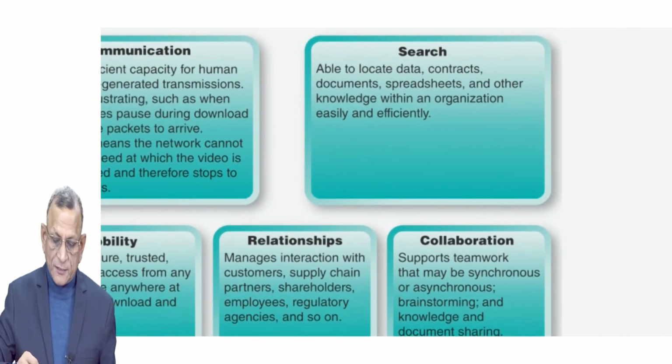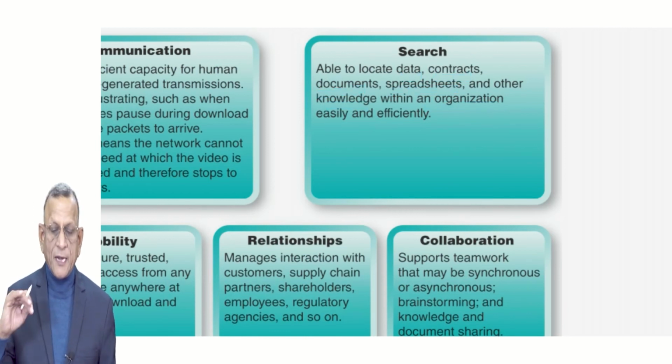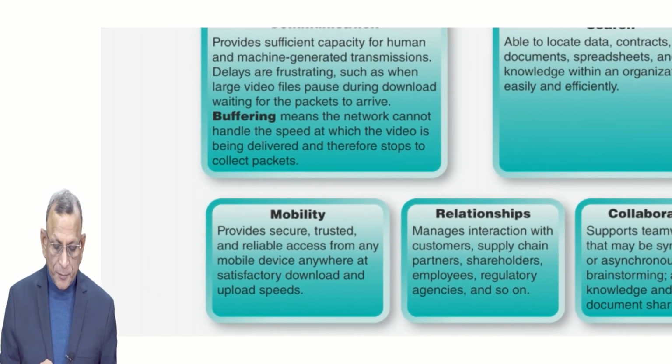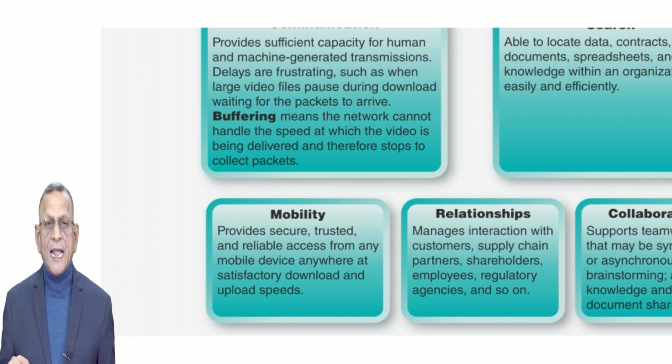The second one is, friends, search. This enables us to locate data, contracts, documents, spreadsheets, and other knowledge within an organization easily and efficiently. So we can search where a particular file is, where a particular information is, and what is the source of that information. Then the next one is mobility. It provides secure, trusted, and reliable access from any mobile device anywhere, with satisfactory download and upload speeds. This is something like mobility. With handheld devices like a mobile phone or tab, you can communicate.